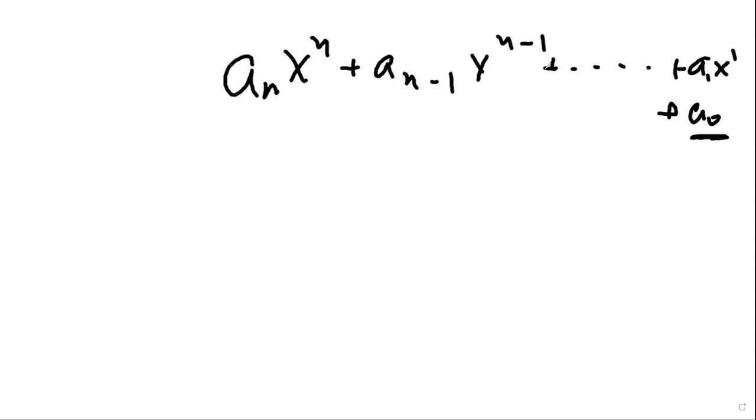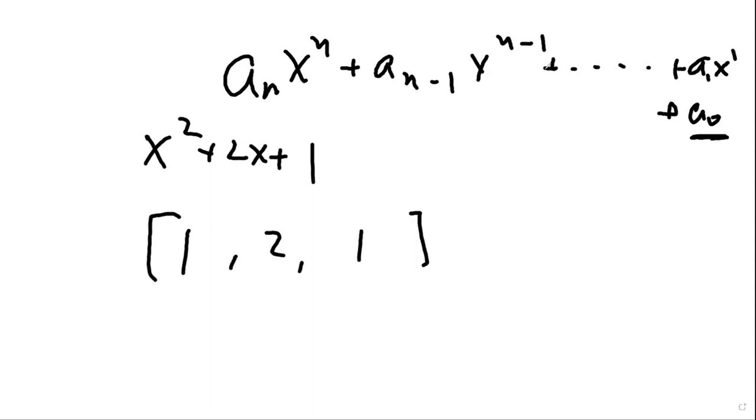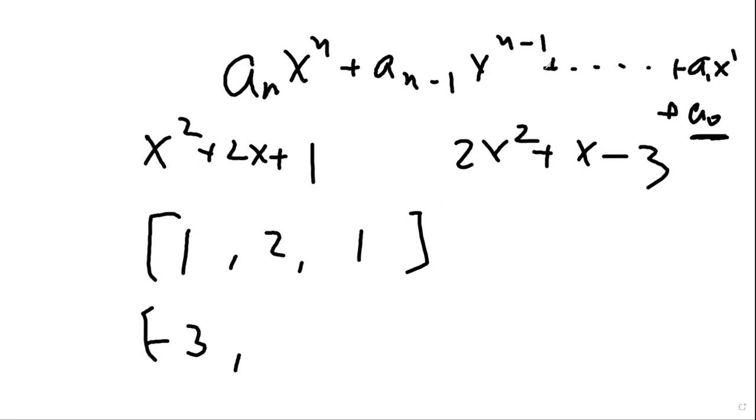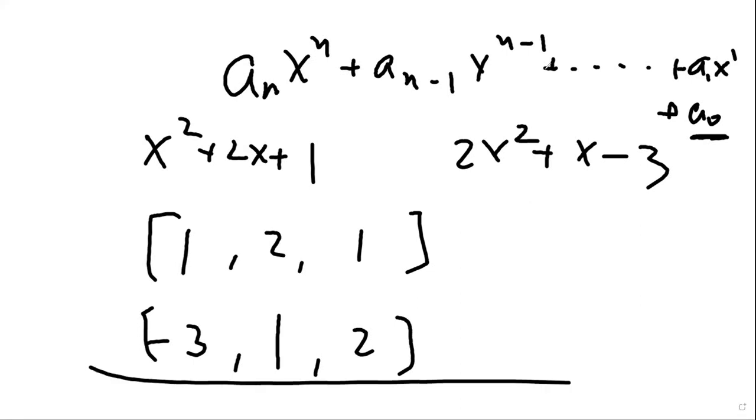Okay, so if you have S squared plus 2S plus 1, this should be 1, and then 2, and then 1, right? If you have 2S squared plus S minus 3, you should get minus 3 and 1 and 2. Okay. So addition, you just do addition. Subtraction, you just do subtraction. You know what I'm saying? Should be fine. Yes, okay.